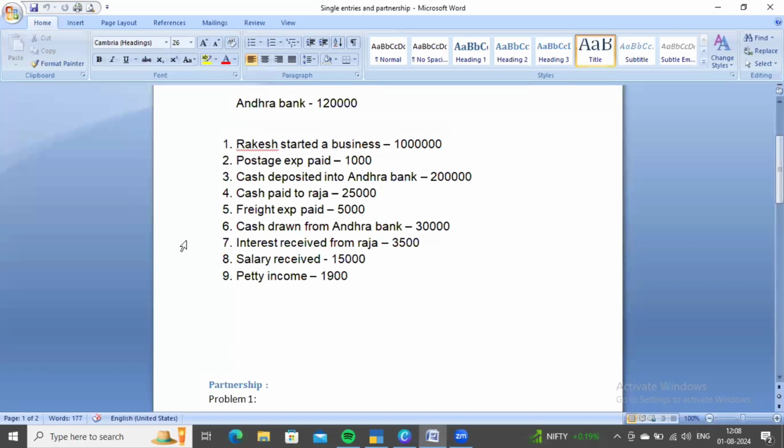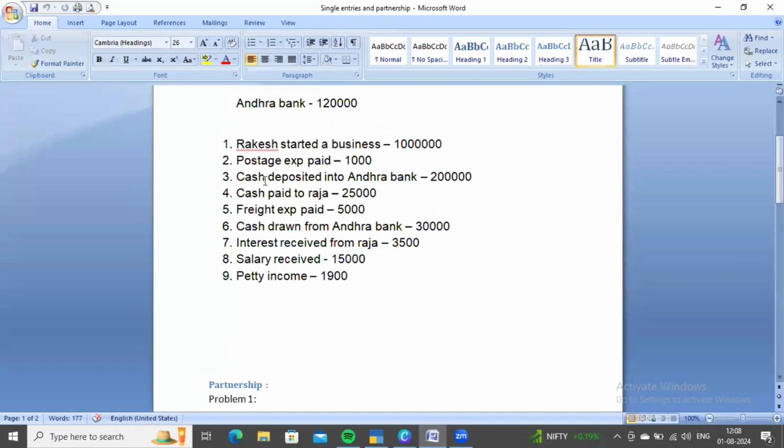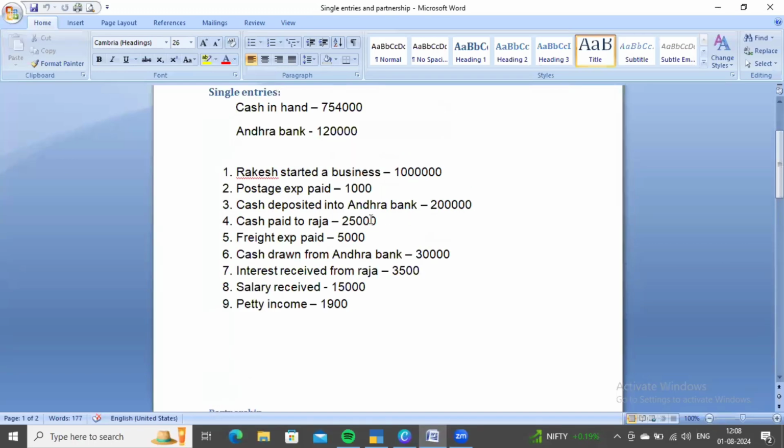Next, there are also contra transactions, right? So go to contra voucher by pressing F4 in your keyboard. It is also nothing but debit column only and these are our credit particulars. First transaction is cash deposited into Andhra Bank. Here cash has been deposited into Andhra Bank. We need to debit Andhra Bank account and credit cash account.